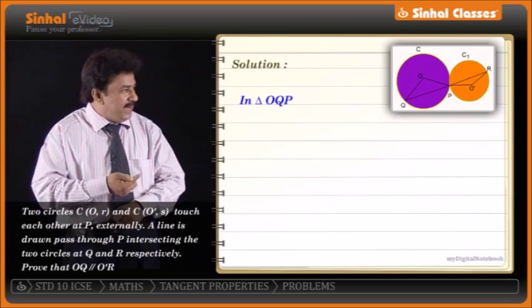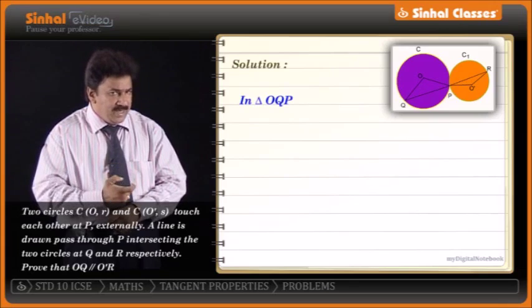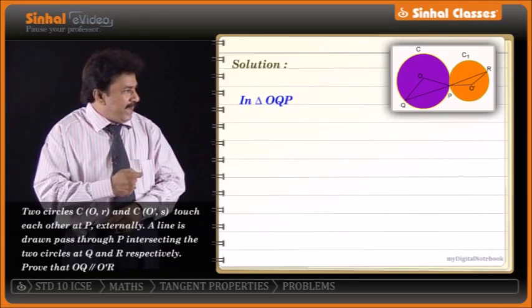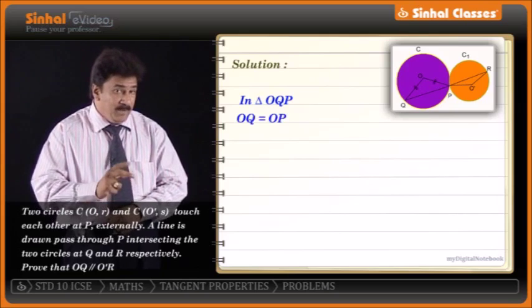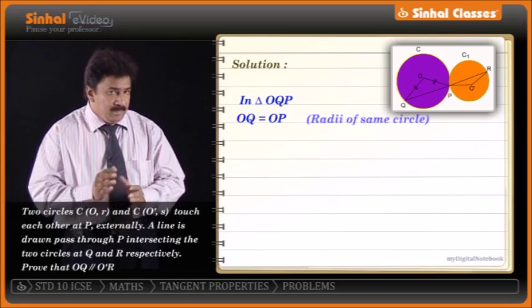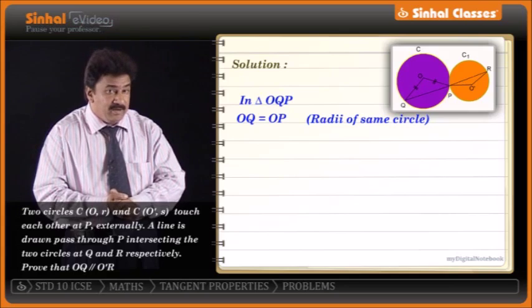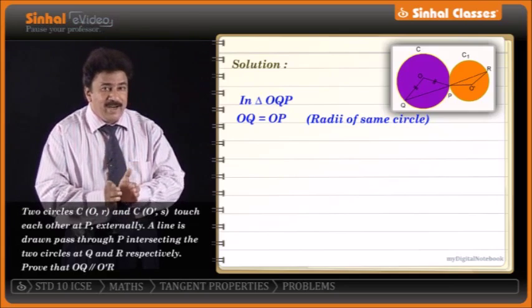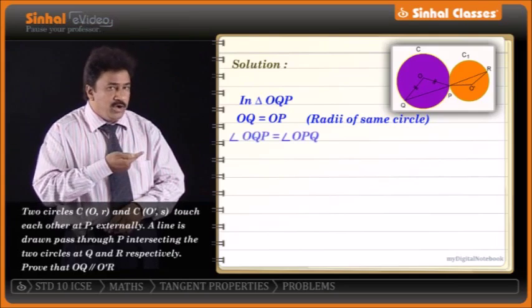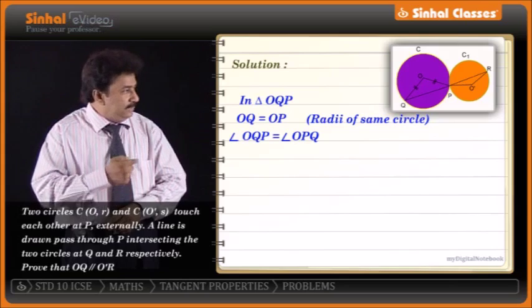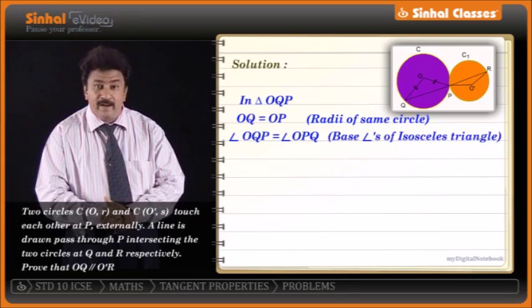See, when you see that triangle OQP, can you see the radii of the same circle? They are equal? Yes. So what do we get? We get in triangle OQP, OQ is equal to OP. Why are they equal? Because they are radii of the same circle. By saying this, this triangle becomes which triangle now? Isosceles triangle. Because of the isosceles triangle, the base angles become equal. That is what I get: angle OQP equal to angle OPQ. These are the two base angles of the same triangle.